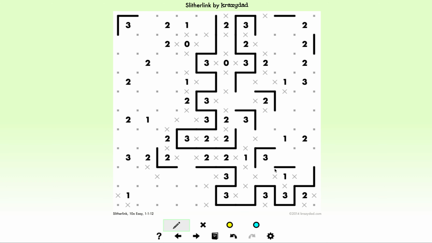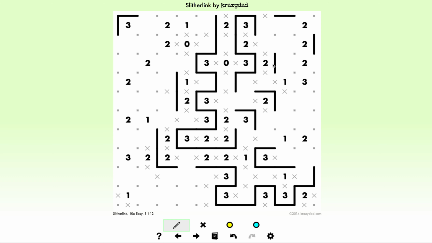Okay. And this one solved this 3 too, because look, it can't go anywhere else. So we have to turn the corner there, and that 3 stays open. Okay, so what else? Okay, here's this 2 ready to be solved. This 2 is ready to be solved. This 1 as well. And what else? Okay, there's this 2 over here.